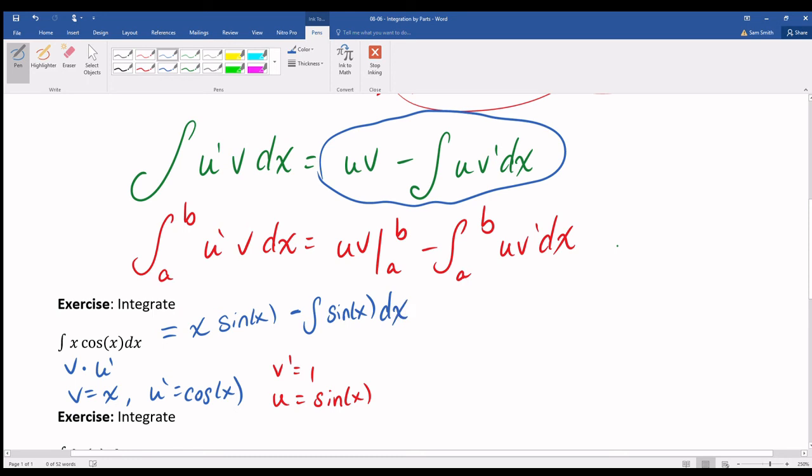Because v prime was such a simple function compared to u prime, I arrive at an integral that actually is very easy to take. I can take the antiderivative of sine of x, and the result is just negative cosine x.